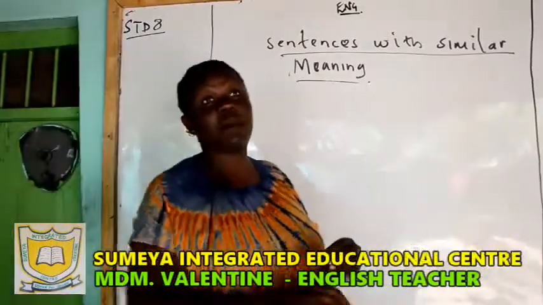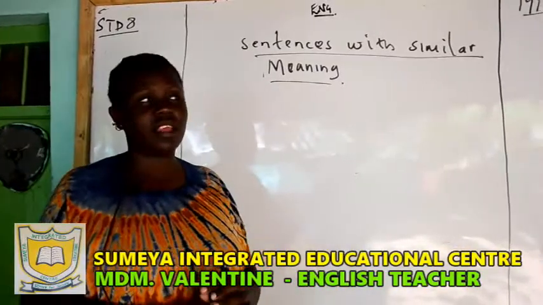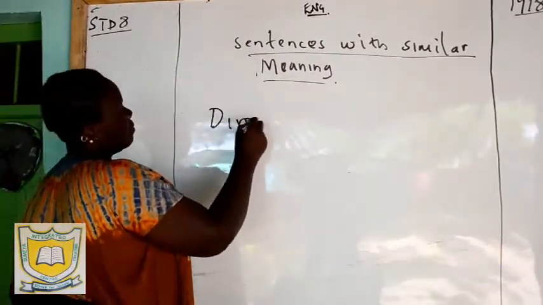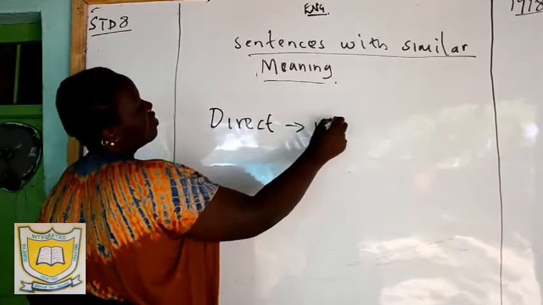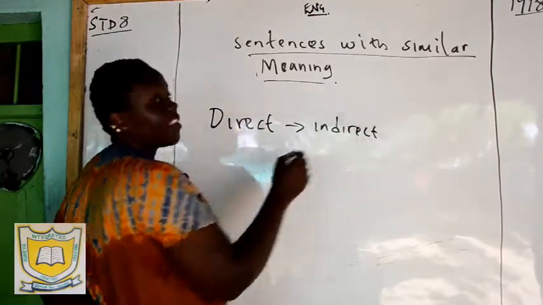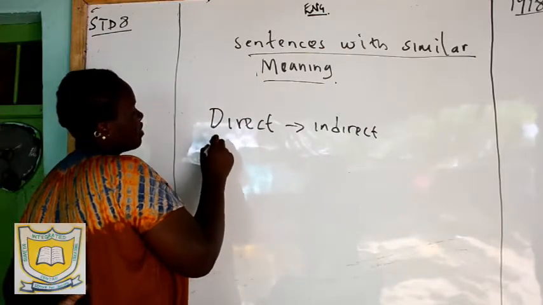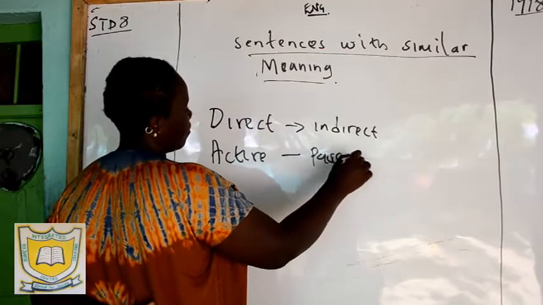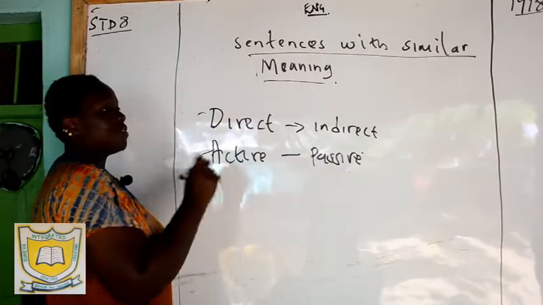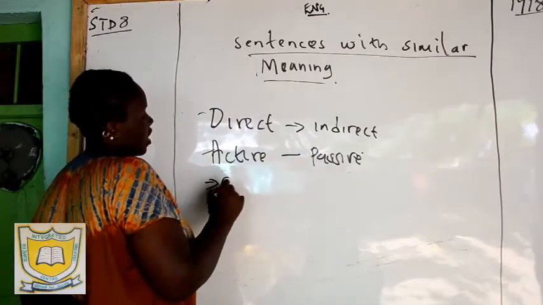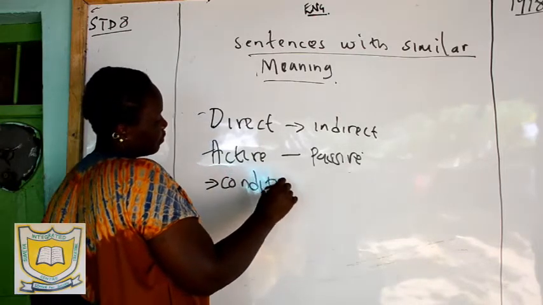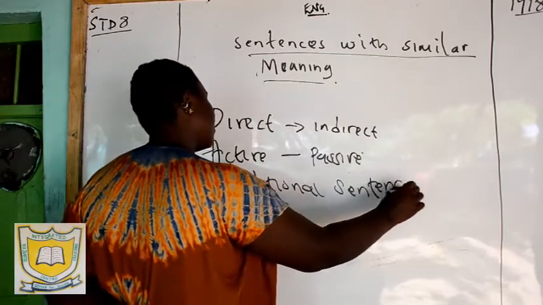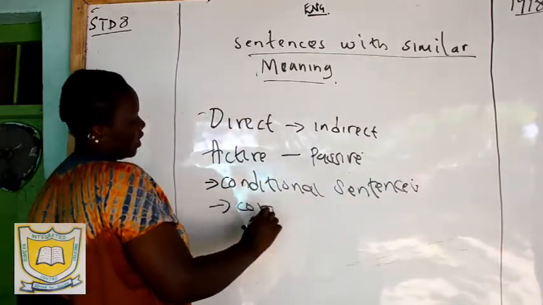It's a continuation of Monday's lesson, sentences with similar meaning. On Monday, I said sentences with similar meaning can be from direct speech to indirect speech, or from the active voice to the passive voice. And I said also sentences with similar meaning can be conditional sentences, or sentences with similar meaning can also be correlatives.